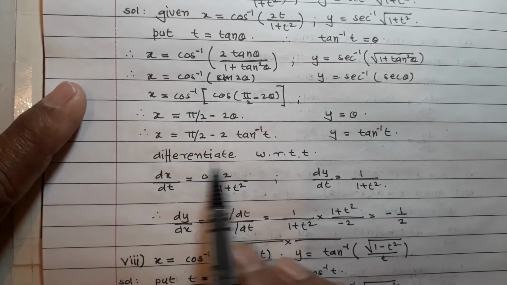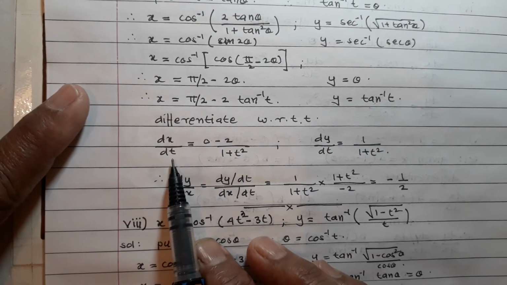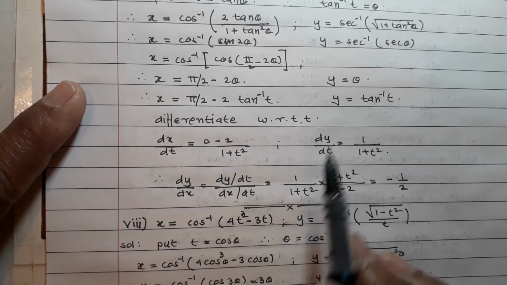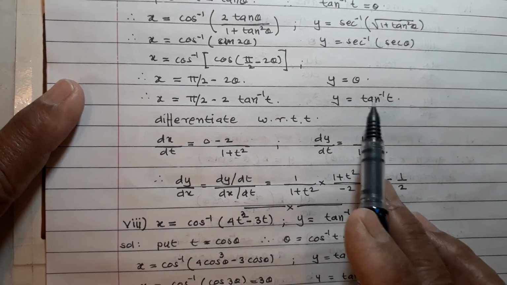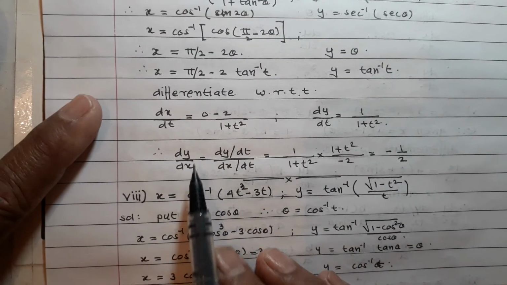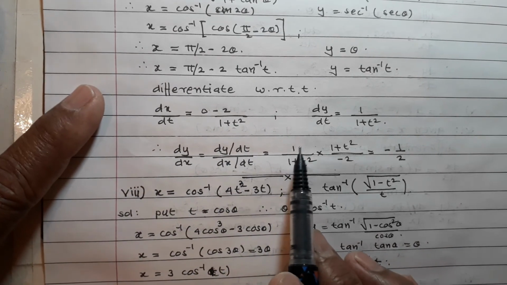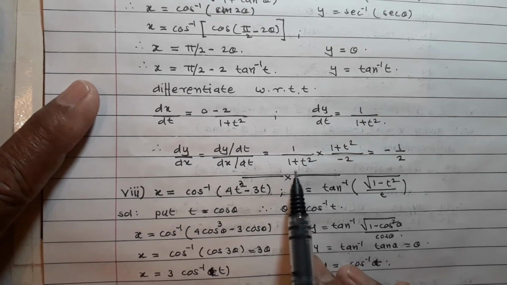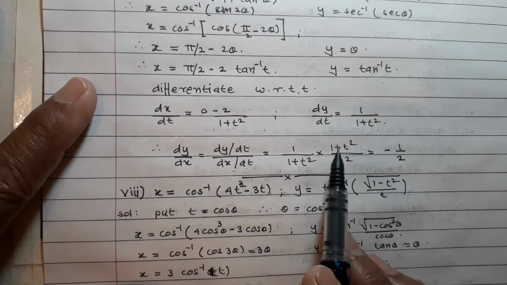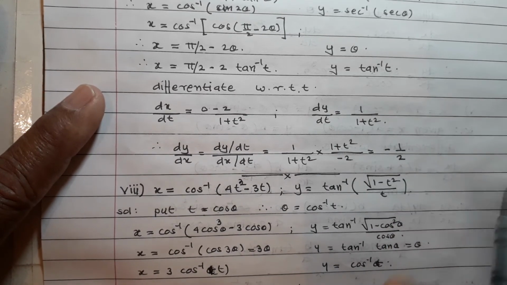Differentiate with respect to t: dx/dt is equal to 0 minus 2 upon 1 plus t square and dy/dt is equal to 1 upon 1 plus t square, and hence dy/dx is equal to (dy/dt) upon (dx/dt), which is equal to 1 upon 1 plus t square into 1 plus t square upon minus 2. This and this get cancelled and your answer is minus 1 upon 2.